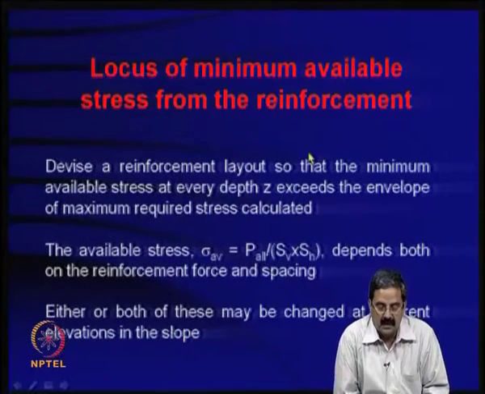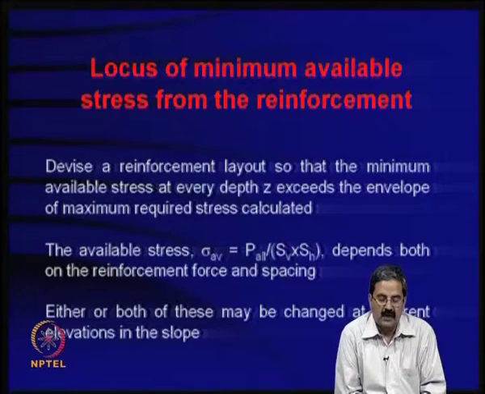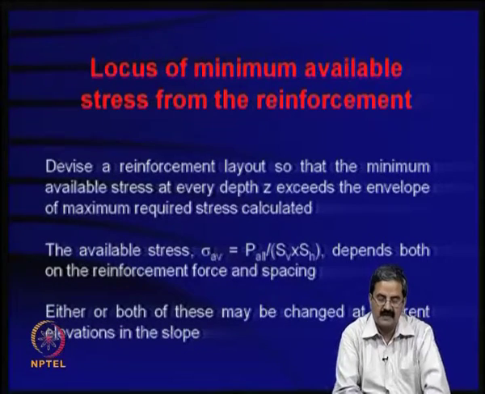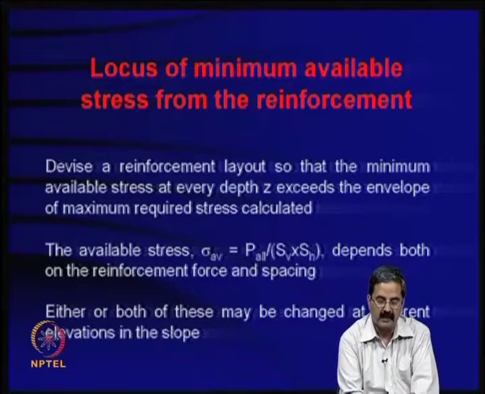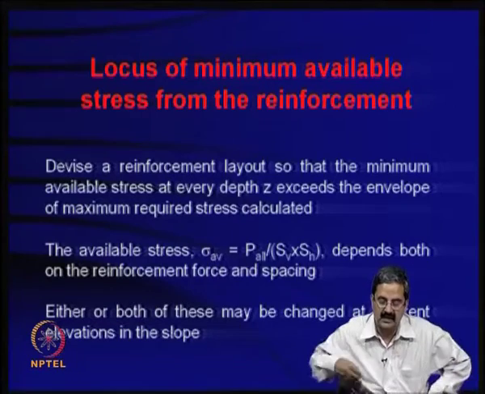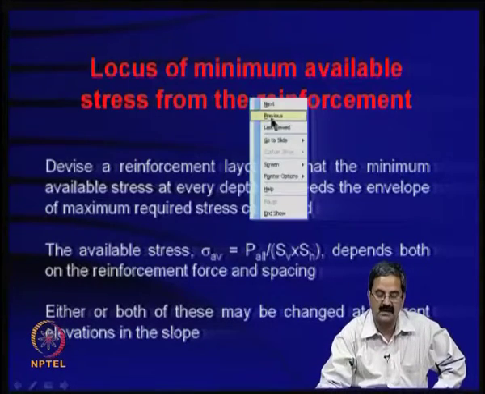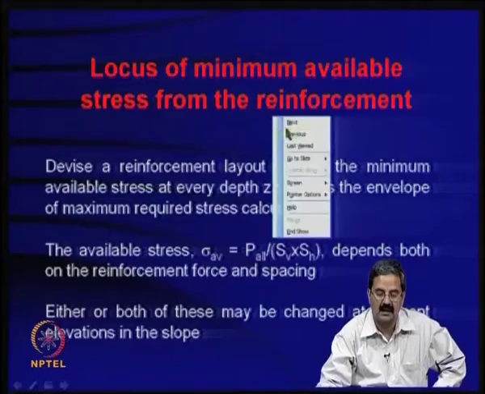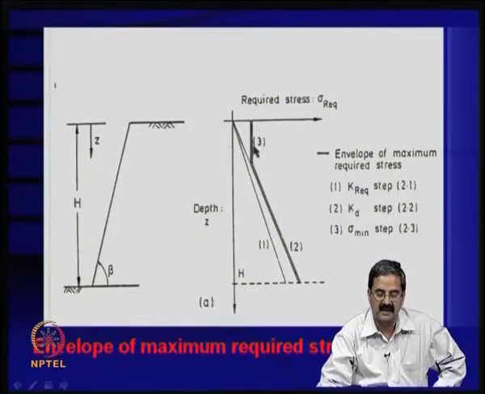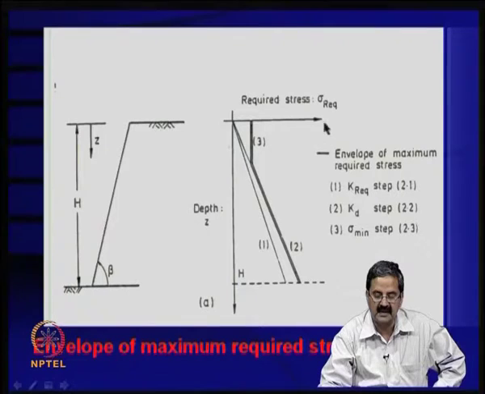So we normally try to come out with some sort of reinforcement, the locus of minimum available stress from the reinforcement. We try to devise a reinforcement layout so that the minimum available stress at every depth exceeds the envelope of maximum required stress. What we did in the previous case was this required stress, and you come out with a reinforcement diagram like this, where the stress in the reinforcement is always more than the required stress.